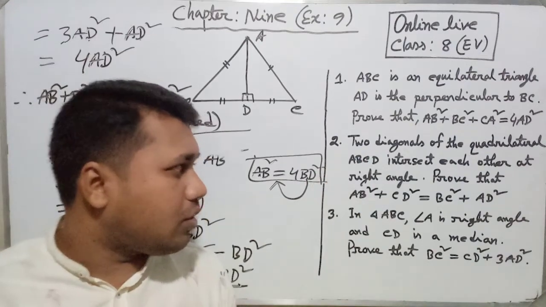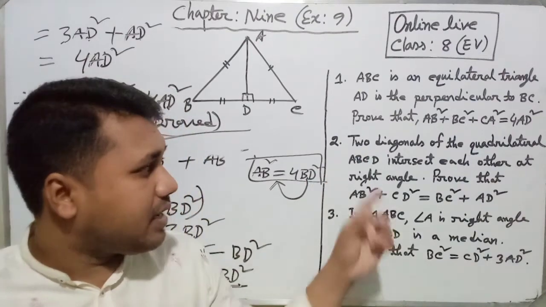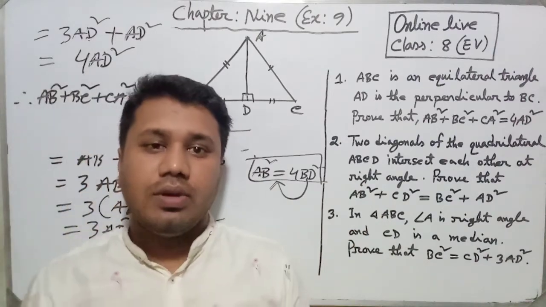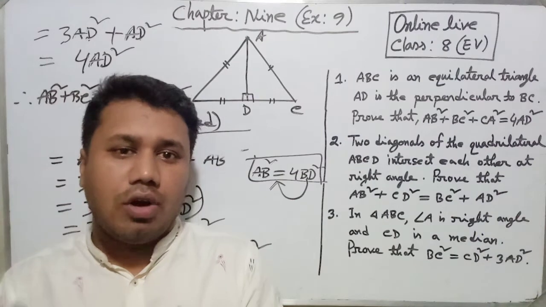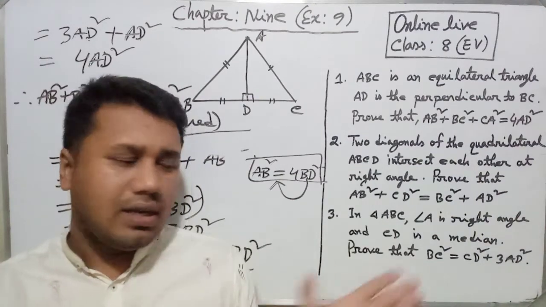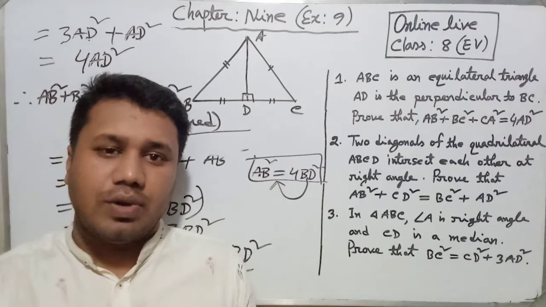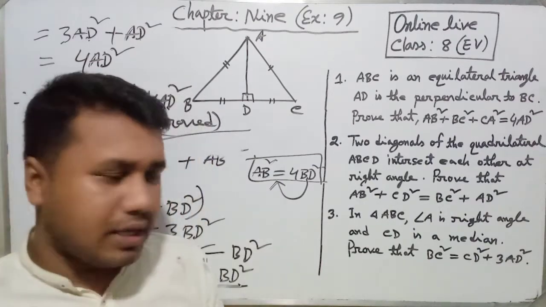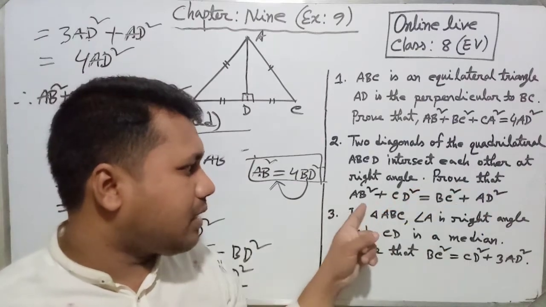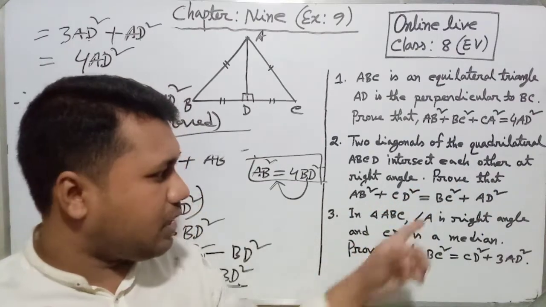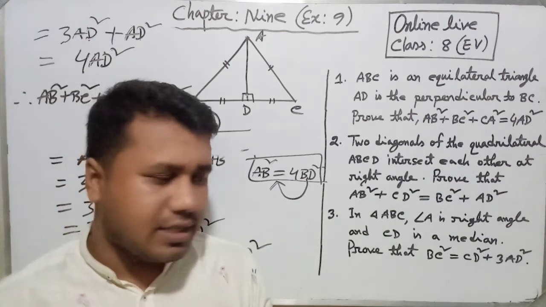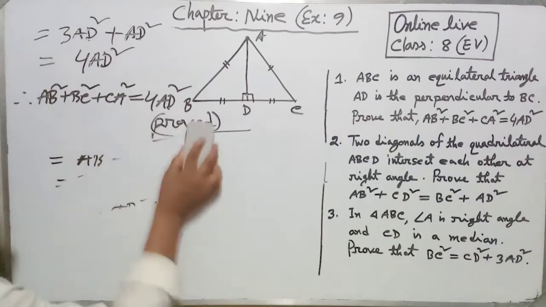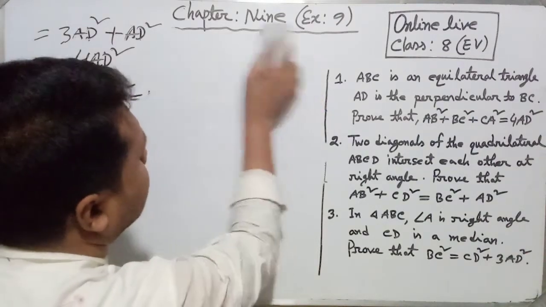Two diagonals of the quadrilateral ABCD intersect each other at right angle. Dear students, already we know when this quadrilateral will be rhombus or square, then it can happen, because rhombus and square, their diagonals intersect at perpendicular, that means right angle. Now we have to prove that AB square plus CD square will be BC square plus AD square.